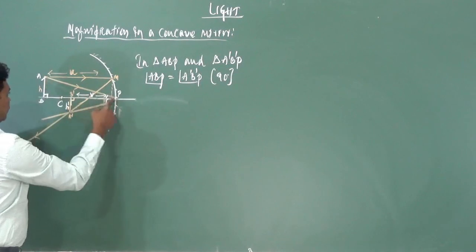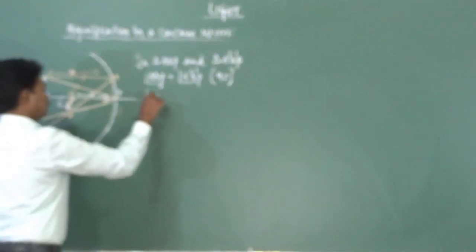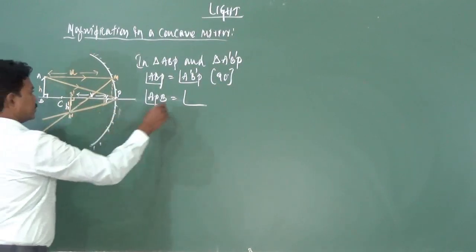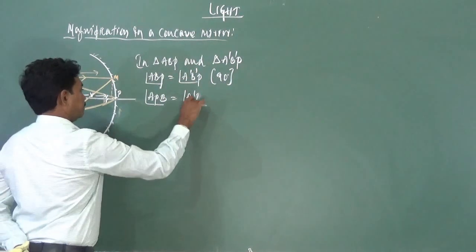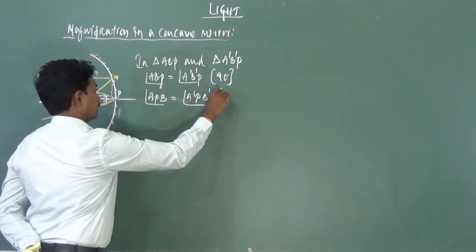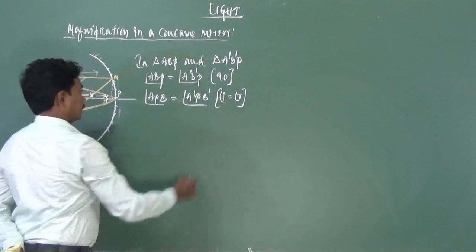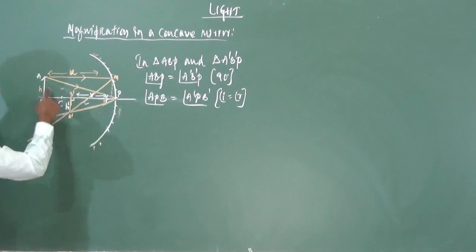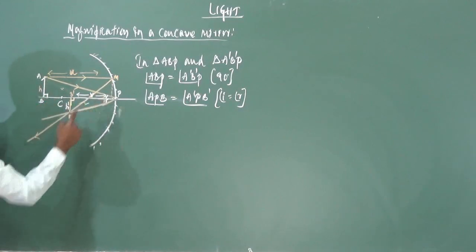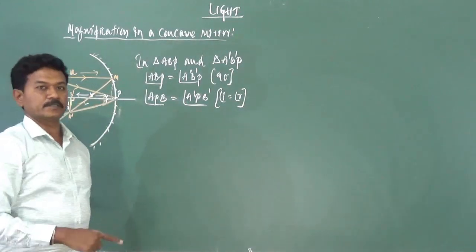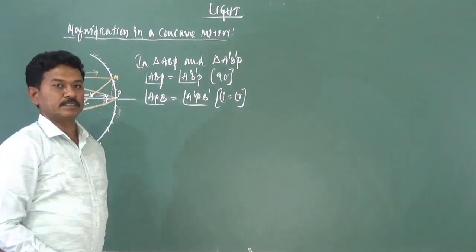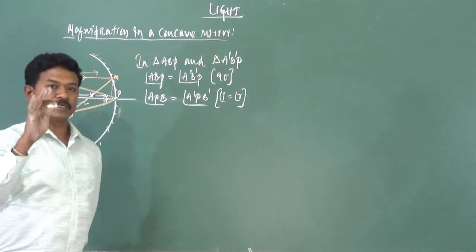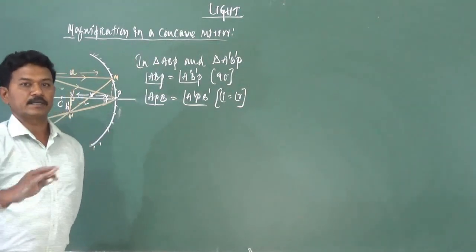So therefore angle APB will be equal to angle A dash P B dash. So that is angle I is equal to angle R. Angle of incidence will be equal to angle of reflection. So in these two triangles, two pairs of corresponding angles are equal. If two pairs of corresponding angles are equal, then the triangles are equiangular. If two triangles are equiangular, no doubt they will be similar. If two triangles are similar, then their corresponding sides are proportional.